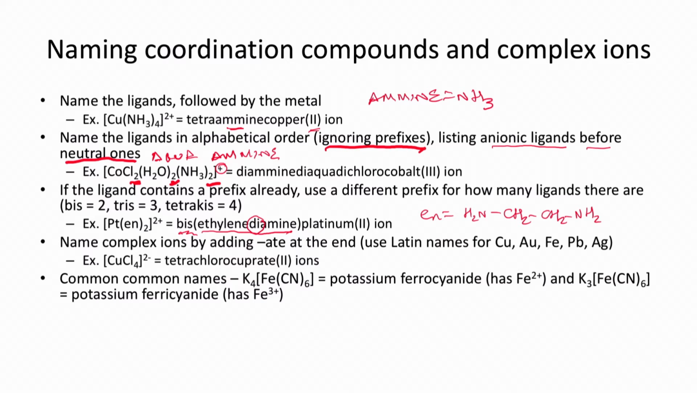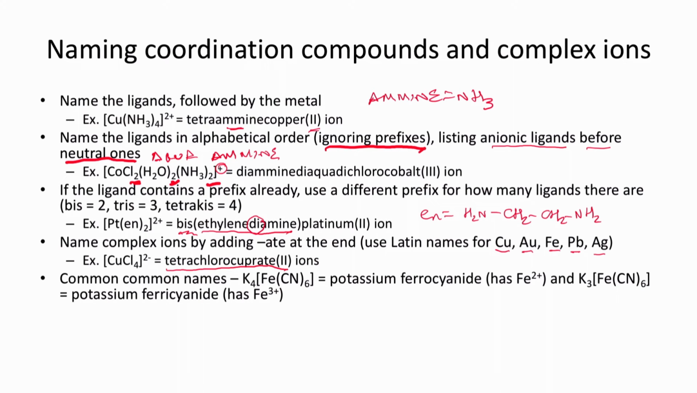Now, if I have a complex ion, I can name it by just adding the letters ate, A-T-E, at the end, and I have to use Latin names for copper, gold, iron, lead, and silver. Okay, if you're not familiar with these, copper, Cu, is cuprum, so this would be cuprate. Gold is aurum, so this would be aurate. Iron is ferrum, so ferrate. Lead, plumbum, so plumbate. And silver, argentum, so this would be argentate. Okay, so for example, CuCl4 2- is the tetrachlorocuprate(II) ion.